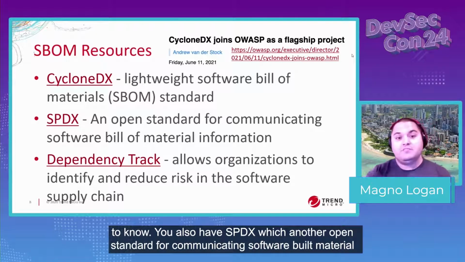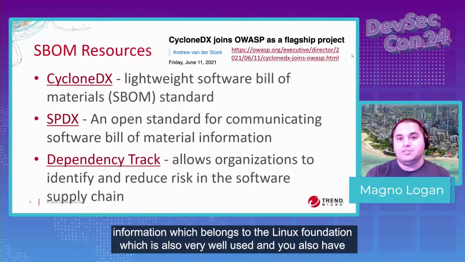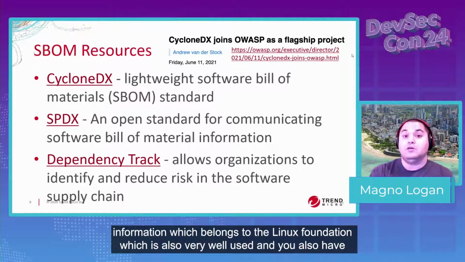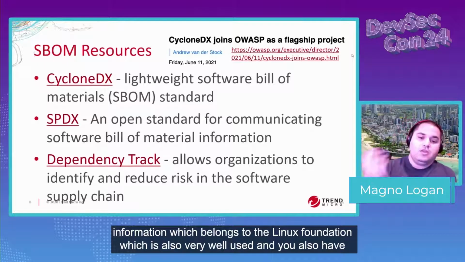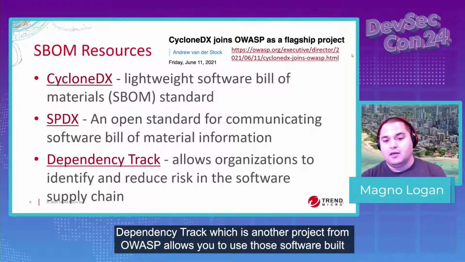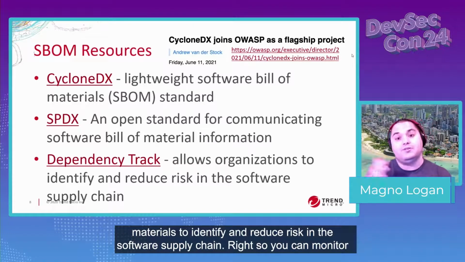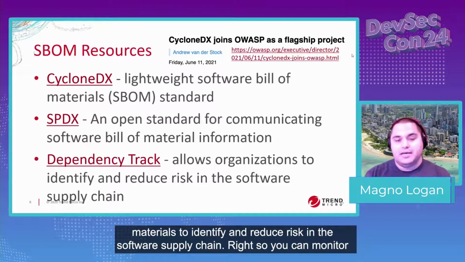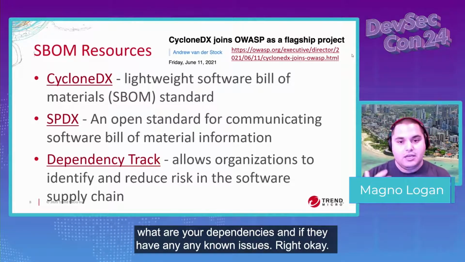You also have SPDX, which is another open standard for communicating software bill of material information, which belongs to the Linux Foundation, which is also very well used. And you also have Dependency-Track, which is another project from OWASP, that allows you to use those software bills of materials to identify and reduce risk in the software supply chain, right? So you can monitor what your dependencies are and if they have any known issues, right? Okay.